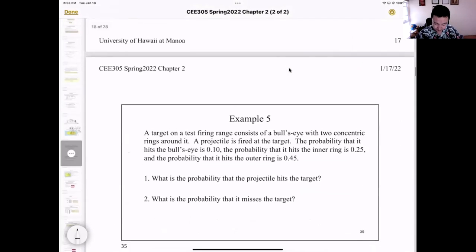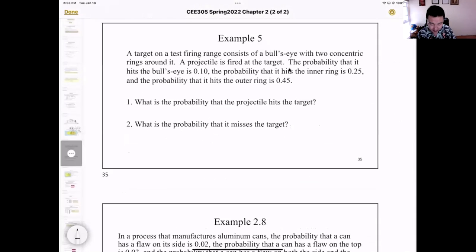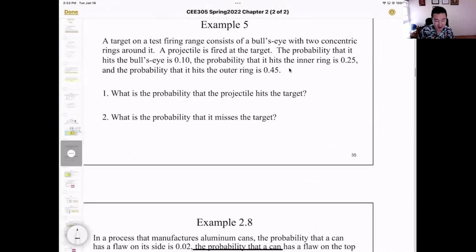A new example. We have a target on a testing fire range, consisting of a bullseye with two concentric rings around it. A projectile is fired at the target. The probability of hitting the bullseye is 10%. So let's draw something here. Let's say this is the bullseye, this is one ring, and this is another ring around it. So hitting the bullseye here is 0.1.